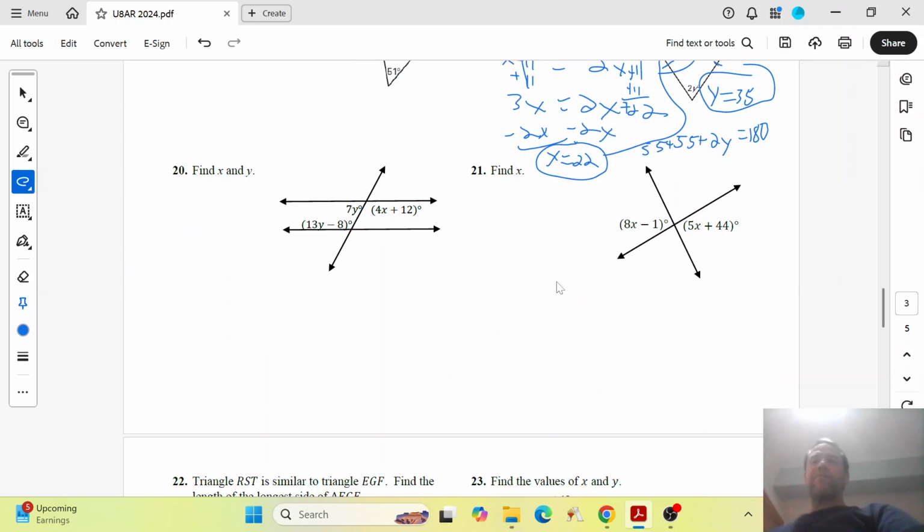Number 19. Find x. That one's too easy. That was way too easy. So vertical angles are congruent. So you just set them equal to each other. Solve for x.